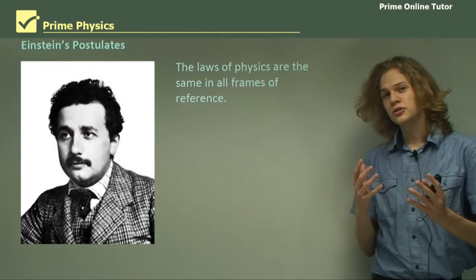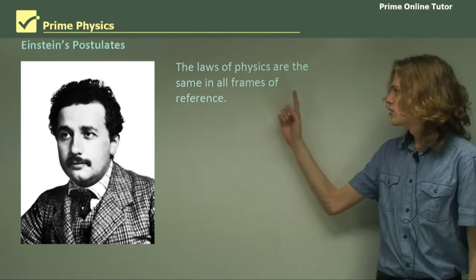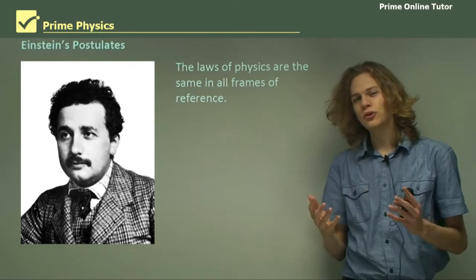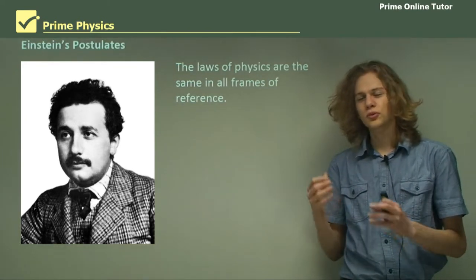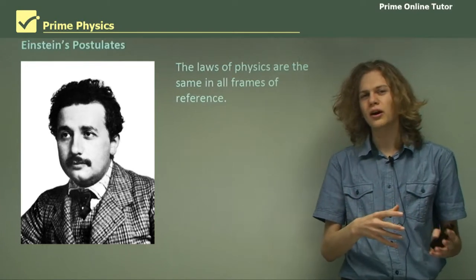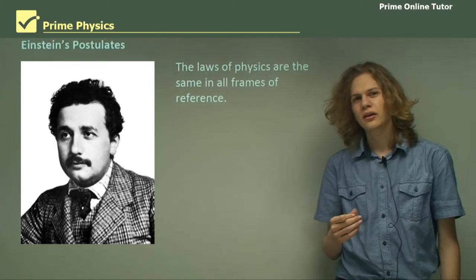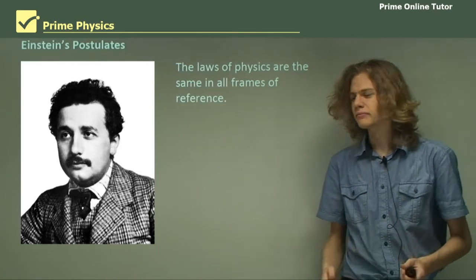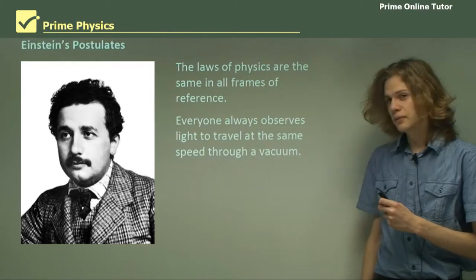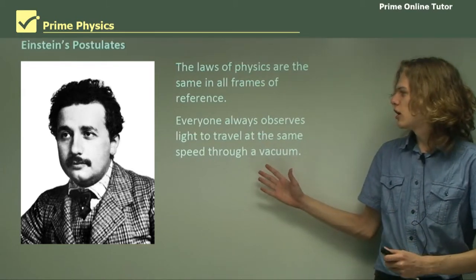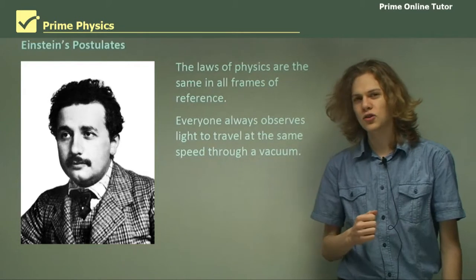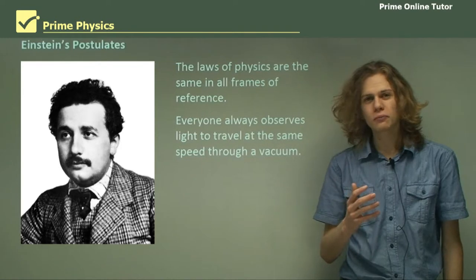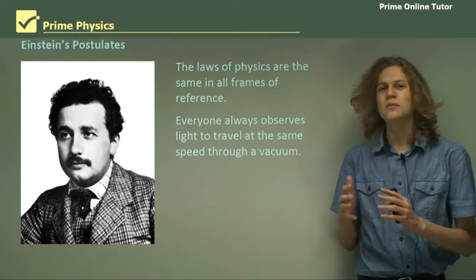So Einstein's three postulates are as follows. Firstly, the laws of physics are the same in all frames of reference. All inertial frames of reference are equivalent. It's impossible to tell if you're in an inertial frame of reference by conducting an experiment. So you won't be able to tell whether you're moving forward or back, or if you're just stationary. Secondly, everyone always observes light to travel at the same speed through a vacuum. That is, the speed of light is invariant. No matter how fast you're moving, you always measure light traveling at the same speed.